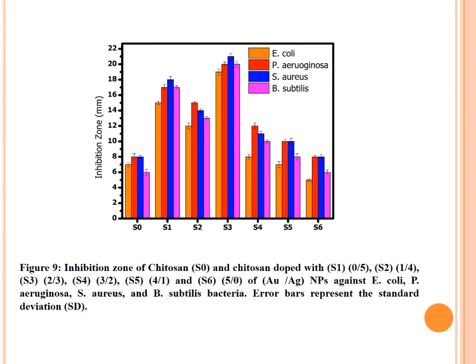The observed results in the current work confirm that chitosan doped with 2 gold nanoparticles and 3 silver nanoparticles possesses a potential antibacterial activity against the given bacteria.